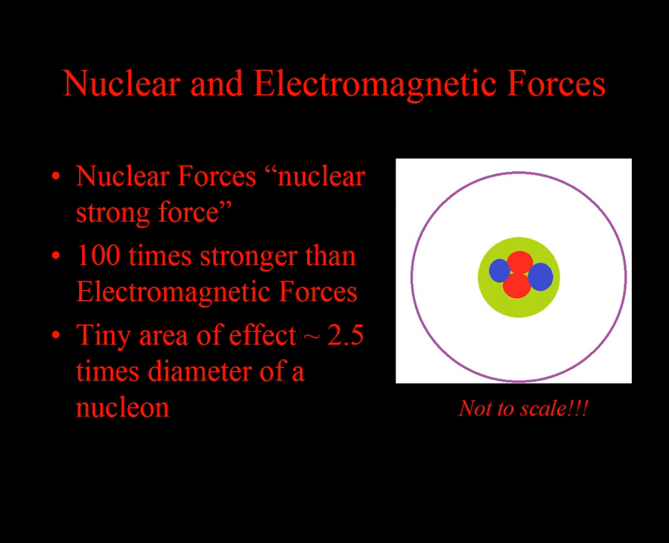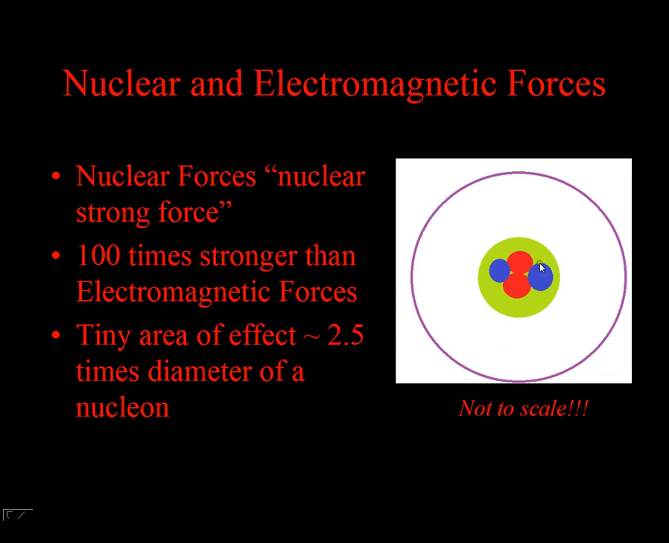We have a separate set of forces. Instead of the electromagnetic forces and Coulomb's law, we have a new set of forces called nuclear forces, which are about 100 times stronger than electromagnetic forces, but there's a catch. These forces will only act on protons, and they will only act at very, very small distances. We're talking 2.5 times the diameter of a nucleon. A nucleon just being a proton or a neutron. They're both experimentally, I guess, shown to be the same size. But the area of effect is actually quite small.